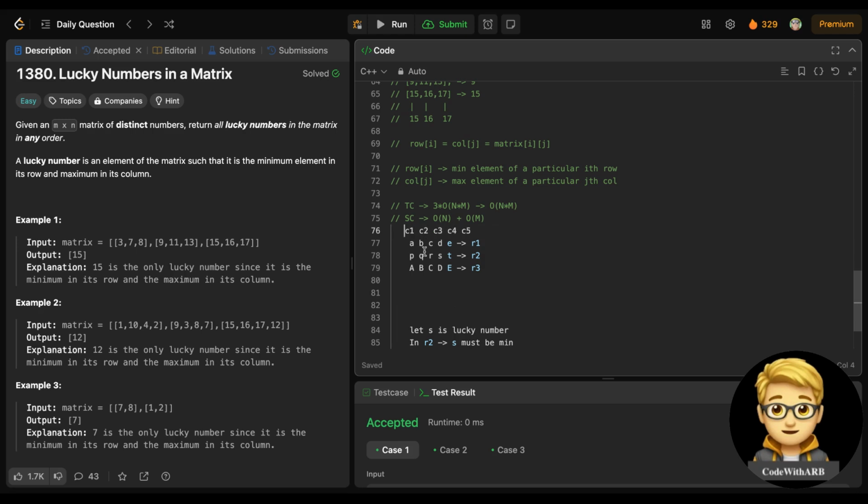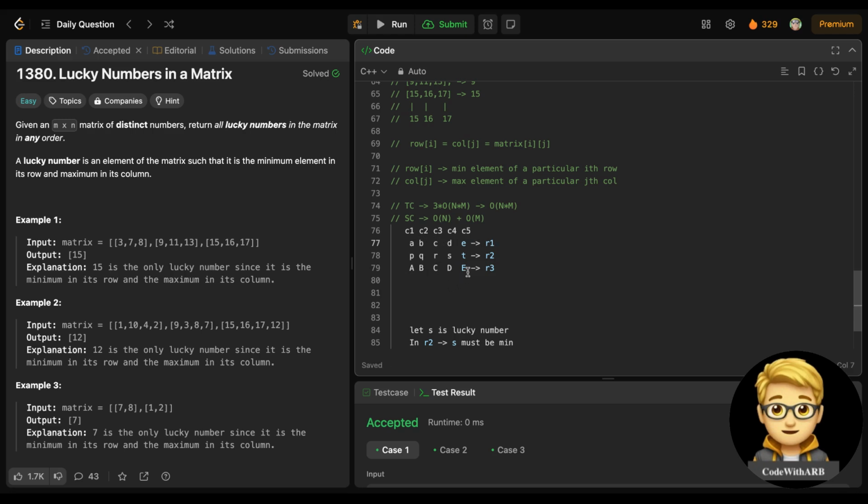So basically, this is c1, c2, c3, c4. Let's give it some spaces, right? Okay, good to go.